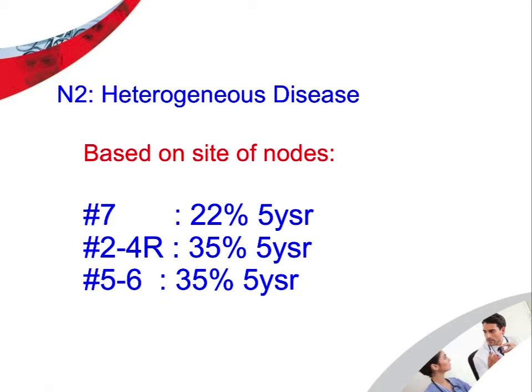The 5-year survival rate is reduced to 22% if station 7 is involved, whereas it is 35% if stations 2 to 4 on the right or 5, 6 on the left are involved. A significantly worse prognosis with the station 7 involvement. The prognosis is even worse if more than one node is involved, so the number of station 7 nodes is also important.